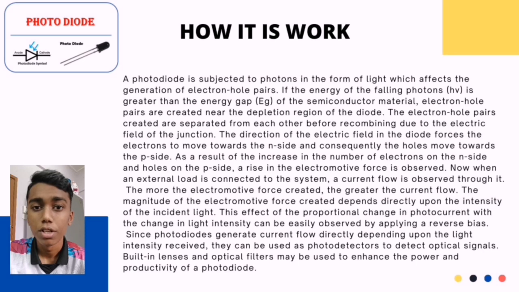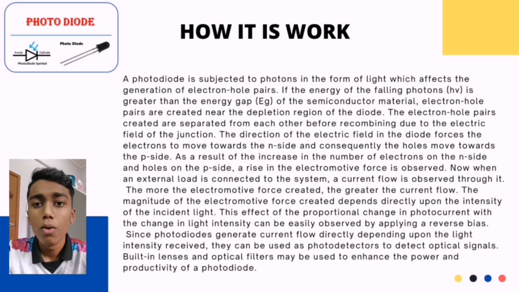The direction of the electric field in the diode forces the electrons to move toward the N side, and consequently, the holes move toward the P side. As a result of the increase in the number of electrons on the N side and holes on the P side, a rise in the electromotive force is observed. Now, when an external load is connected to the system, a current flow is observed through it. The more the electromotive force created, the greater the current flow. The magnitude of the electromotive force created depends directly upon the intensity of the incident light.